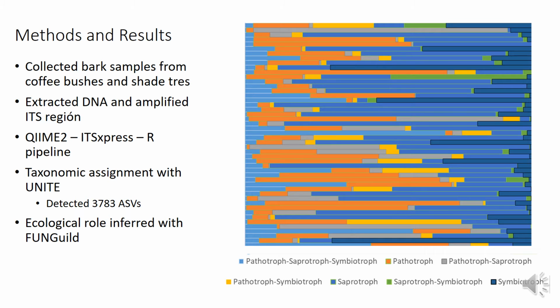We also did taxonomic assignment with the database UNITE, and we detected 3,783 amplicon sequence variants. We wanted to know more about what kind of ecological roles these fungi were playing in the coffee plantations, and to know more about this, we used the FunGuild database, and we found out that in the coffee plantations we can find pathotrophs, saprotrophs, and symbionts in both kinds of plants and in mostly all the samples that we collected.